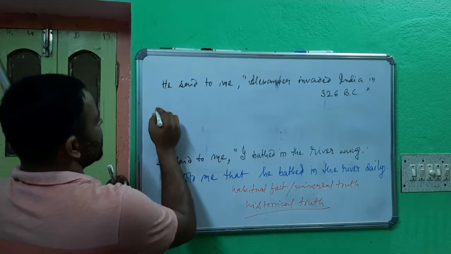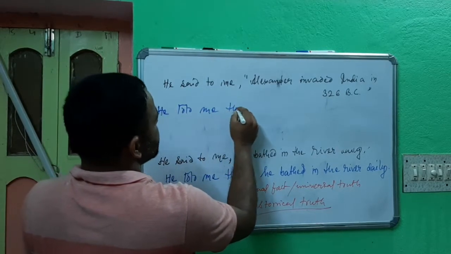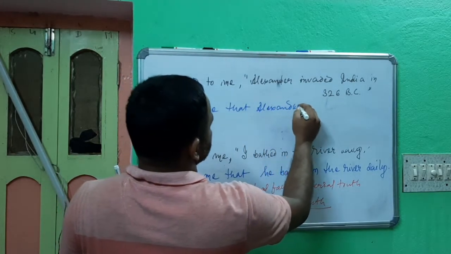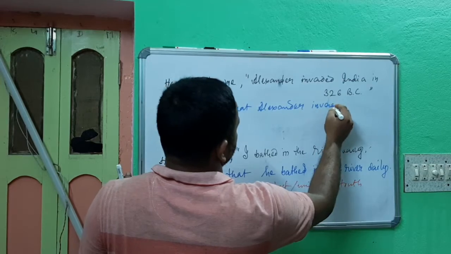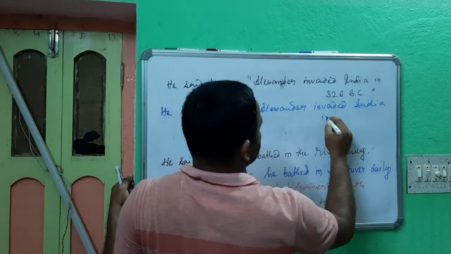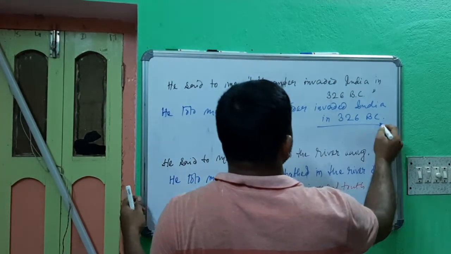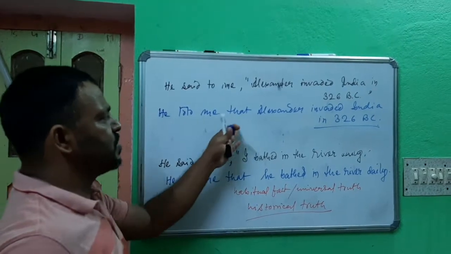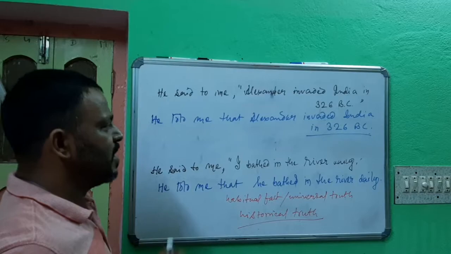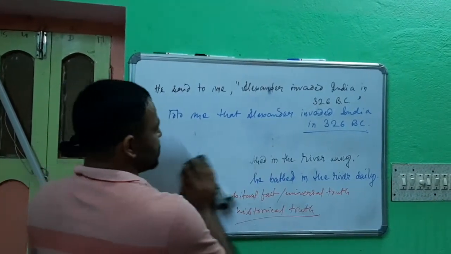That is, he told me that Alexander invaded India in 326 BC. That is a historical truth, and it could not be changed. The tense would remain the same in the indirect narration. And another example is there of the universal truth.